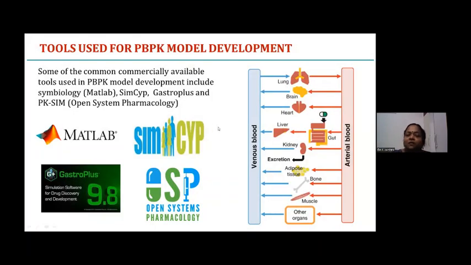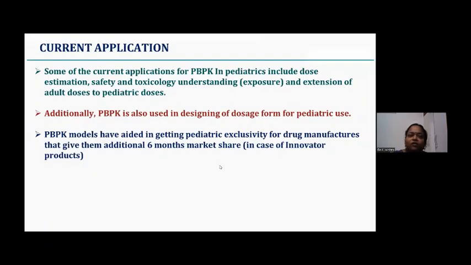So these are some of the tools which are used for developing these models, like MATLAB, SimCyp, then GastroPlus, and PK-Sim, which is very commonly used by many of the researchers. These are some of the models which are quite often used.